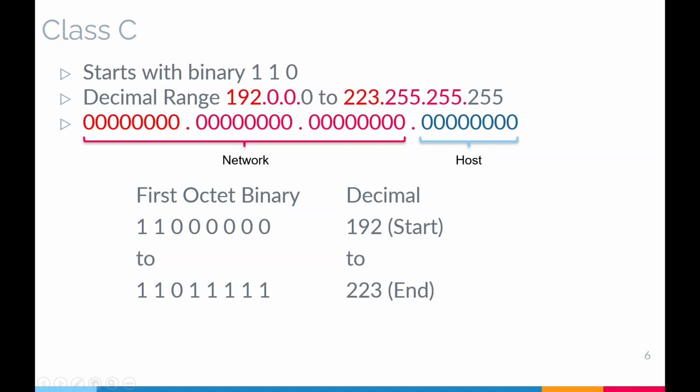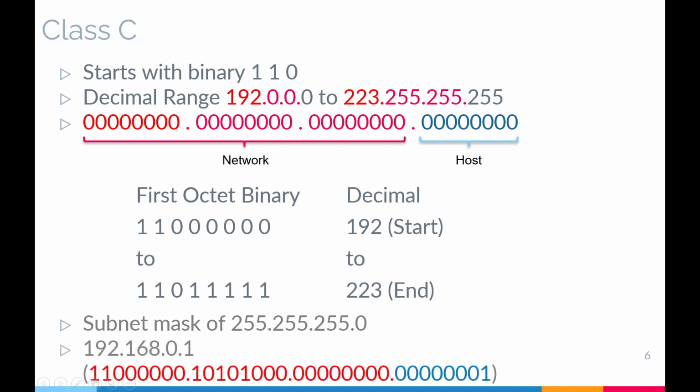Now it has a subnet mask of 255.255.255.0, which means that it can also be represented as /24, right? Because the first 3 octets are the network portion. So it's /24. And here is an IP address which is part of class C. So it's 192 and the binary conversion. If you observe, the first 3 octets are the network portion, and the last is the host portion.